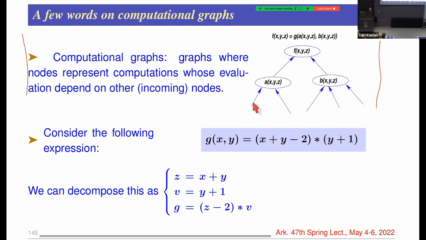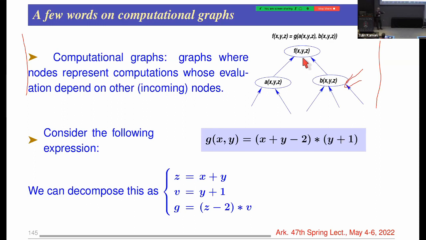A computational graph is a graph where at each node you have a certain computation that depends on things that come from below. You see here there's a graph, and this B of X, Y, Z depends on the vertices below it. So to compute this, you need these functions to be evaluated. The functions are located here. For example, this F needs A and B to be evaluated.